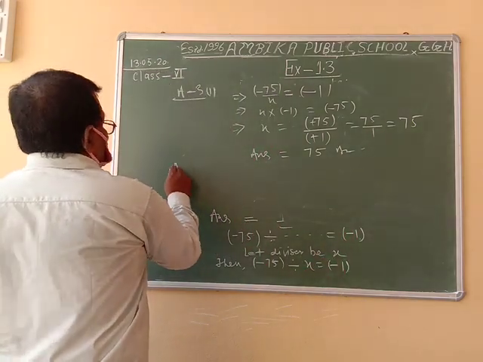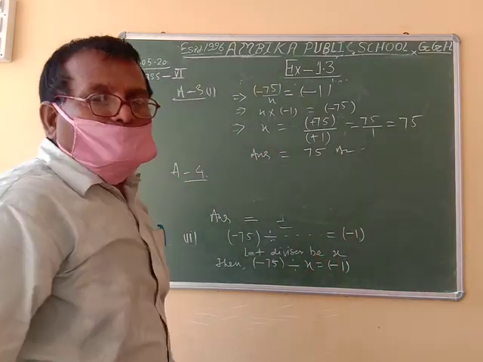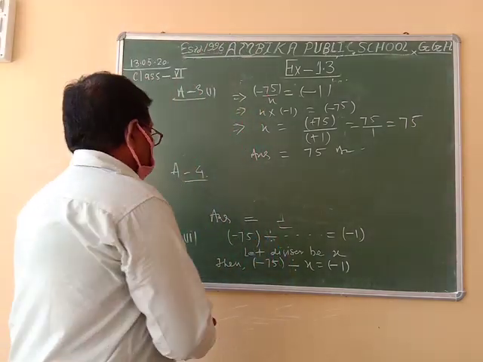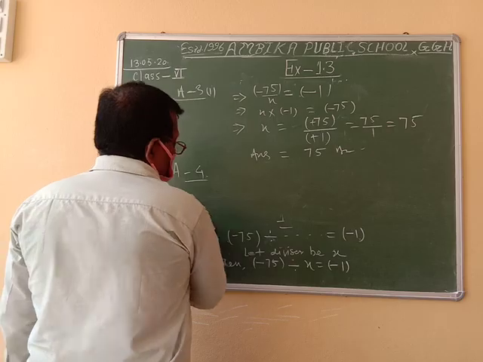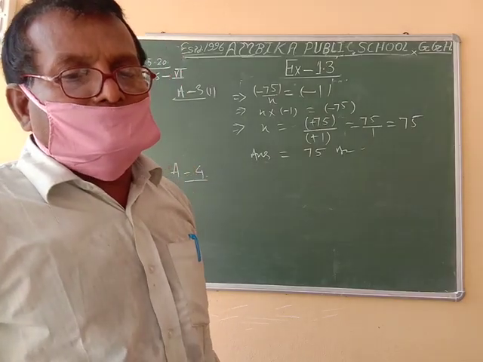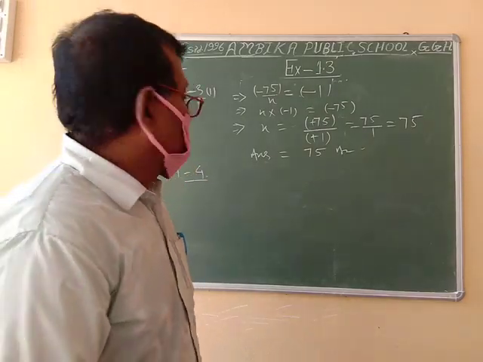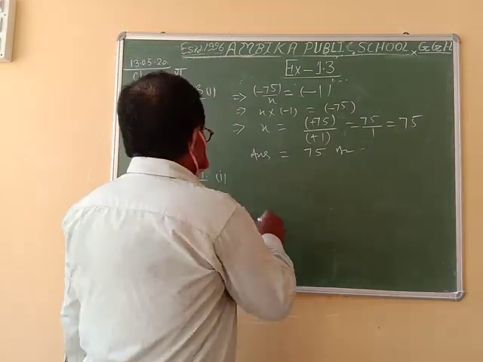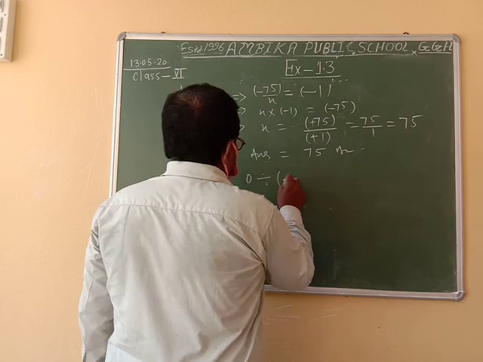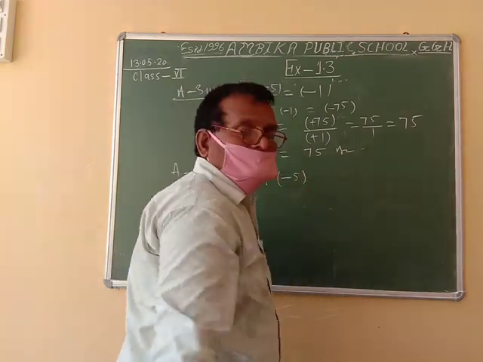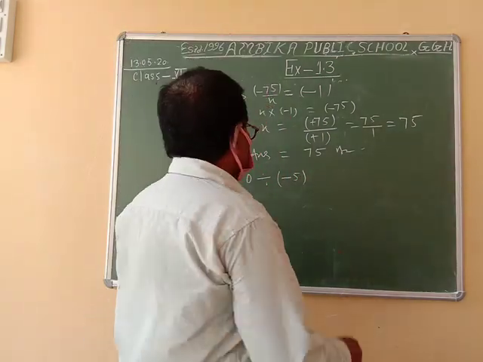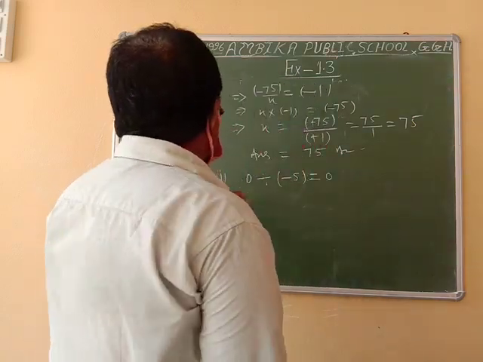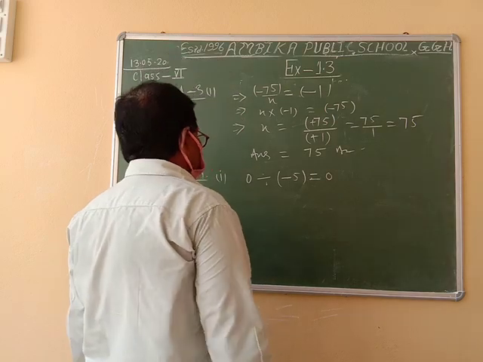Answer 4. In question number 4, choose the true statements in the following. We are given 0 divided by minus 5 is equal to 0. Is this statement true or false?